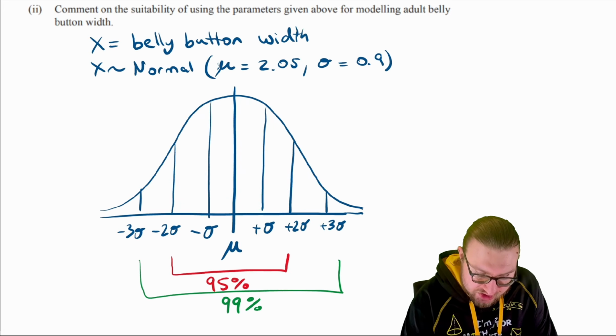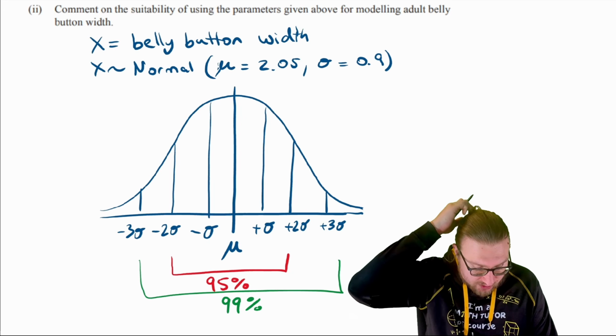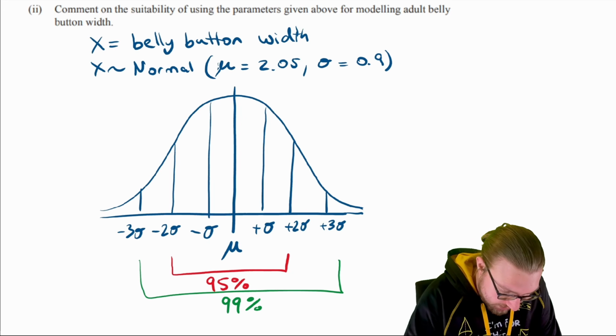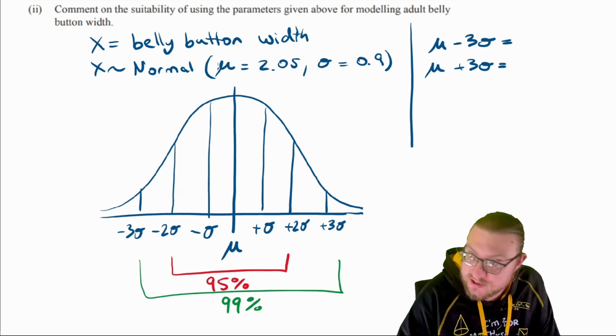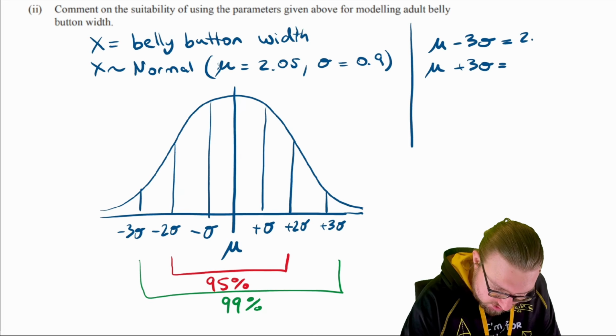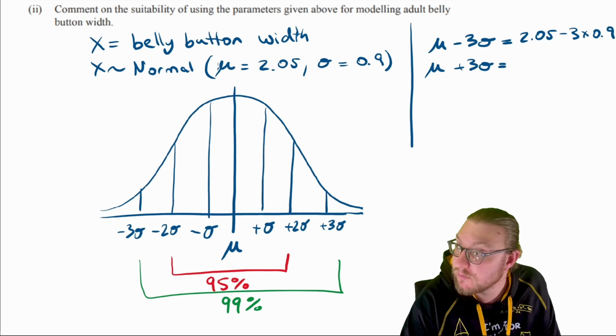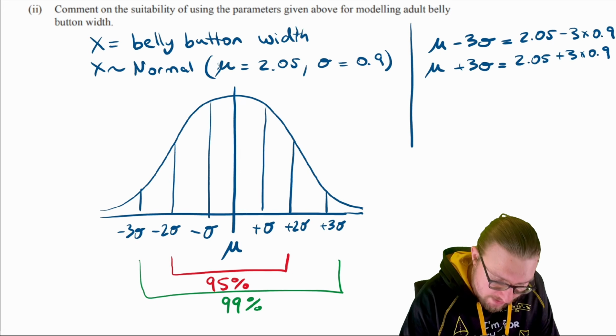So this is usually how we check if some of these are correct or if some of these work. So let's have a look. What are those values? The mean minus 3 standard deviations, and we want to find the mean plus 3 standard deviations. Well, the standard deviation is 0.9. Then the mean is 2.05. We're going to get minus 3 times 0.9. And then we have 2.05 plus 3 times 0.9.